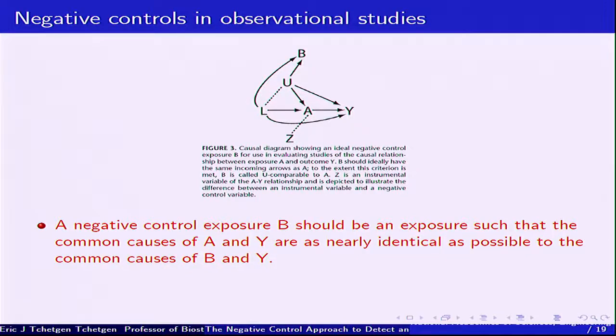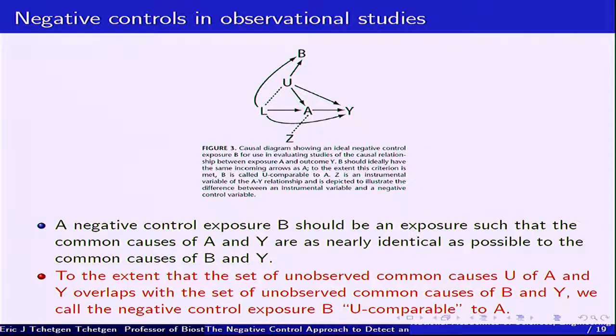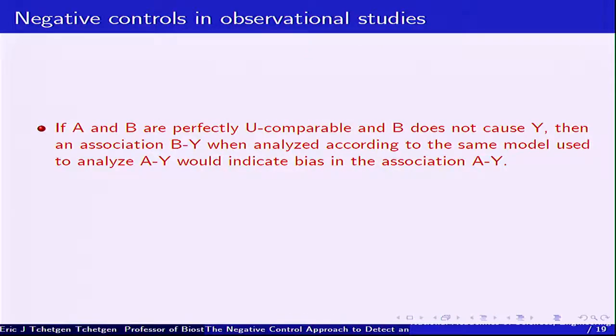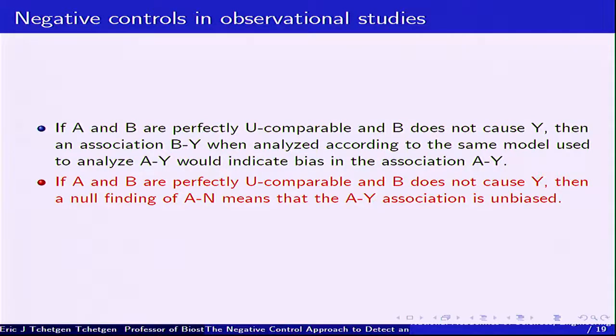And so, to the extent that the set of unobserved common causes U of A and Y overlaps with the set of unmeasured common causes between the negative control exposure and the outcome, we call the negative control exposure U comparable to A. How much more time do I have? Okay. And the idea is, again, to look for an association between the negative control exposure and the outcome of interest as an indication as to whether or not you may have unmeasured confounding operating in your analysis.